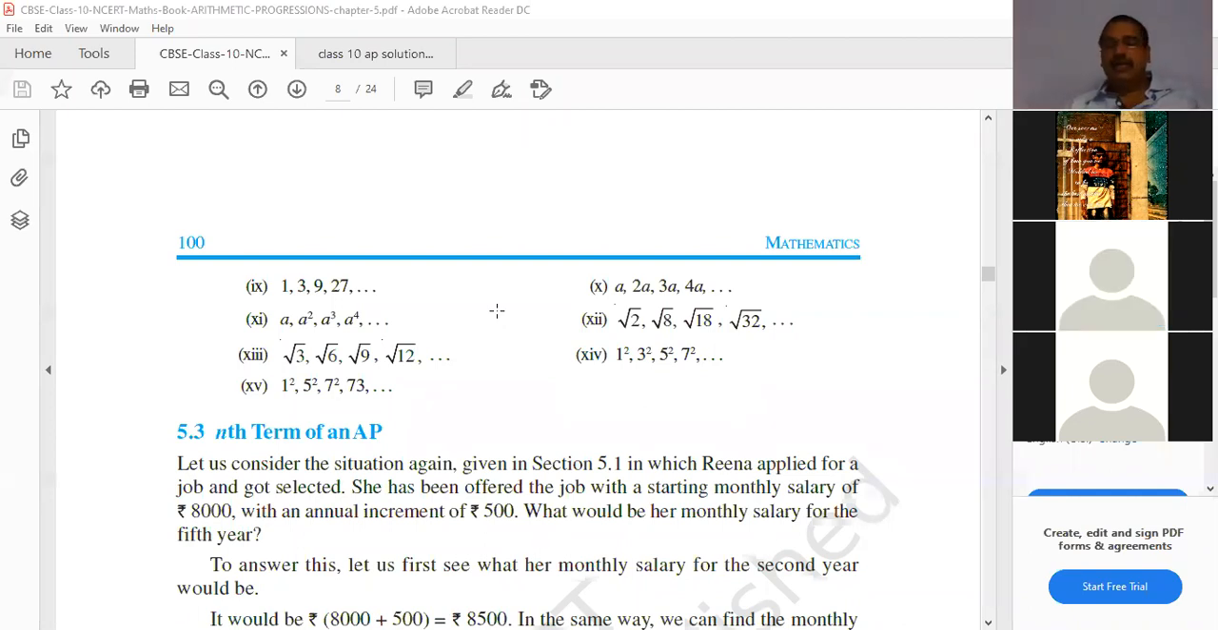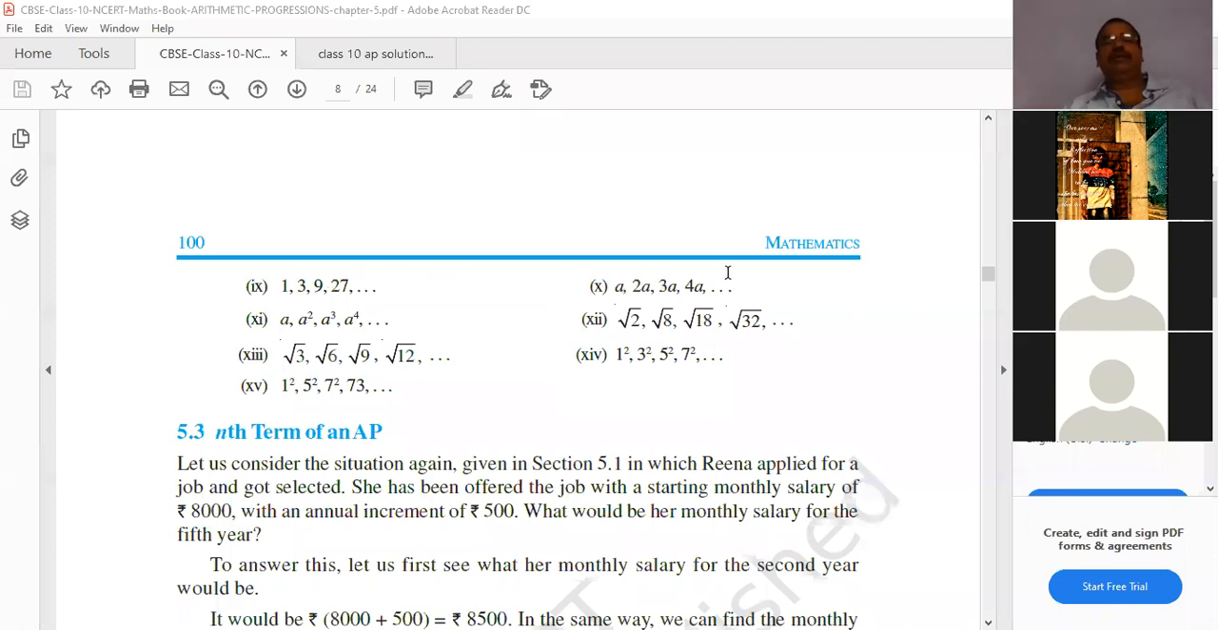No, sir. It is not in AP. Why? The difference is 2 here, here 6, here nearly 18. That's why the series is not in AP.